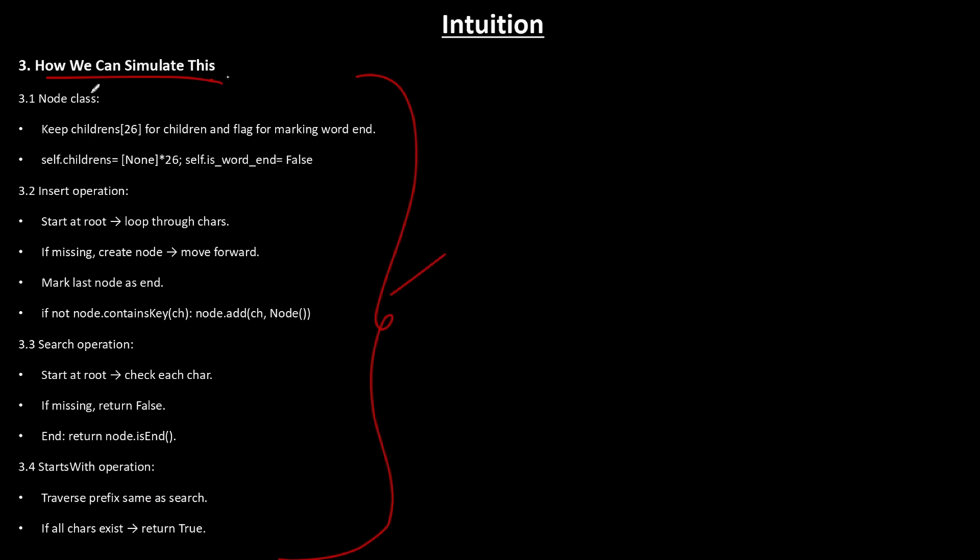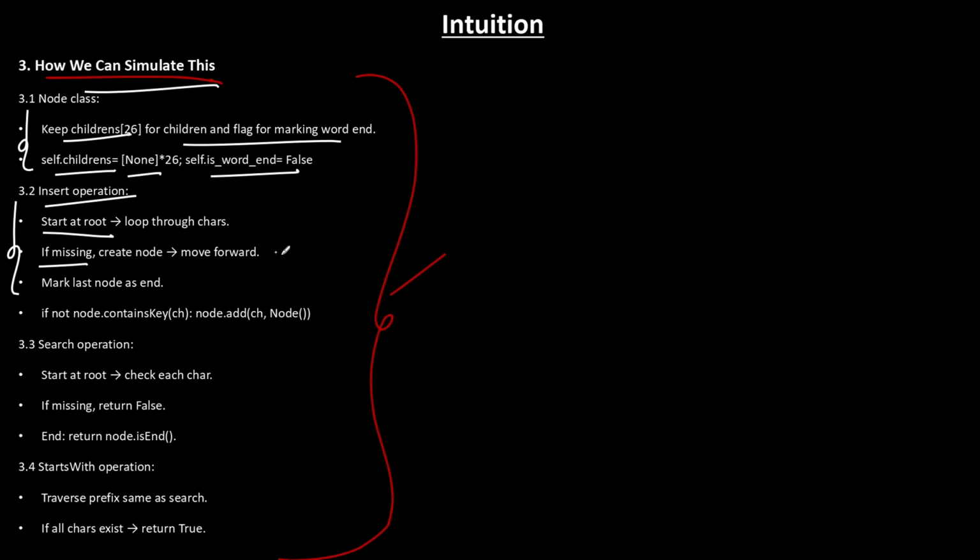Okay, so if you can see how we can simulate this, which we already did, we will create a node here, children node 26, right? And children will have 26 length and is word will be false. This is a boolean, right? Then we will have the insert operations. We start with the root. If it is missing, we move forward by adding it in the list, if you remember, right? And the search operation is there.